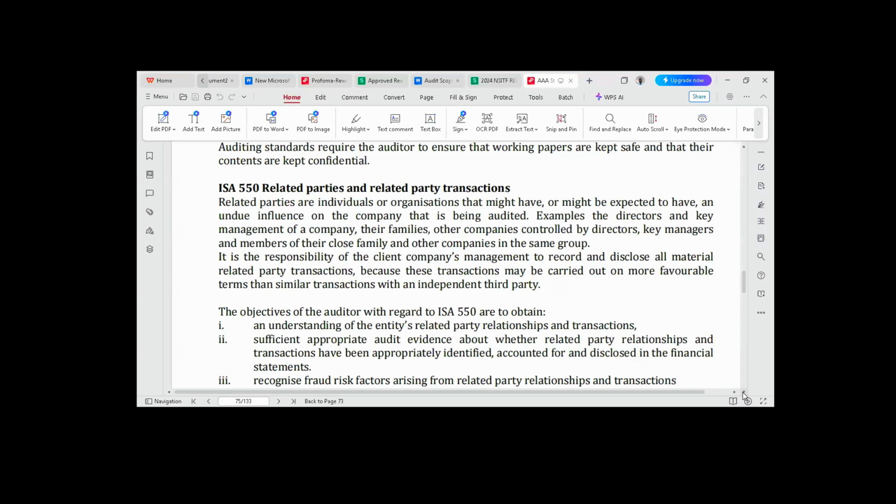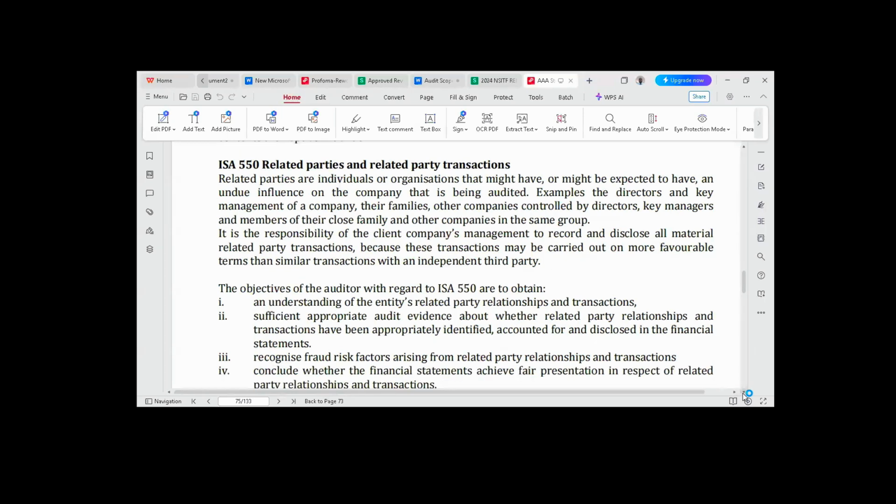So the main objective of this is that as an auditor, when you're auditing a client, it's expected that you have an understanding of the relationship that exists. You have to ask them questions relating to related party transactions, okay? Then also, you must be able to obtain sufficient and appropriate audit evidence as regards those related parties and related party transactions, because there is a risk in those related party transactions.